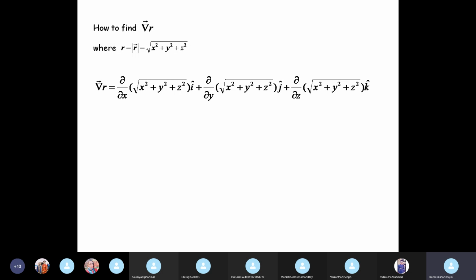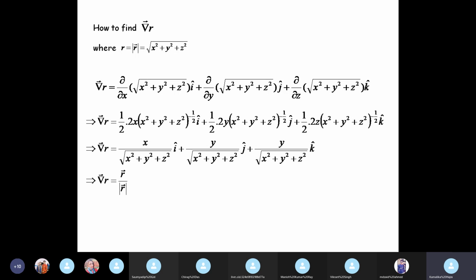So for example, grad r means r is the function here. What we were doing with phi, now r is that function phi. So del x of root over x square plus y square plus z square i cap, plus del y of root over x square plus y square plus z square j cap, plus del z of root over x square plus y square plus z square k cap. So now I have given you all the steps here. So grad r is equal to, what will be del x of this?